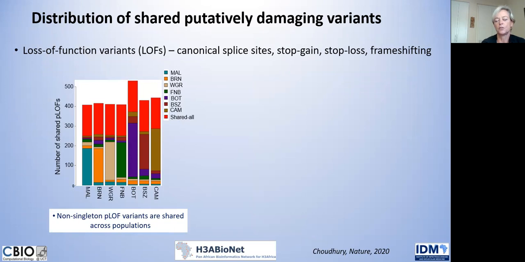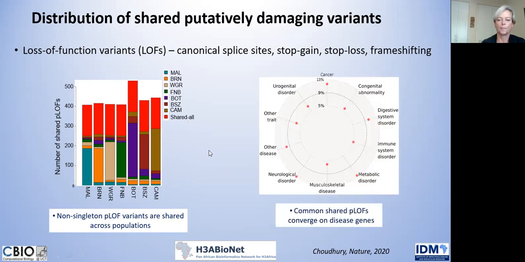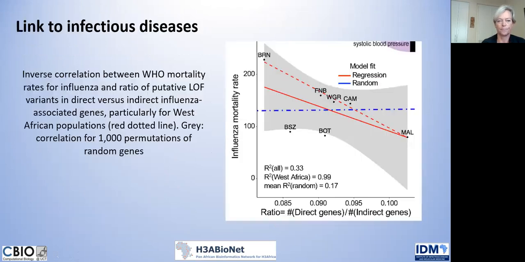So it looked at loss of functions. And so these include canonical splice site, stop gain, stop loss, etc. And they found that non-singleton potential loss of function variants are shared across populations. So the red here shows those that are shared across all populations, whereas the other colors are a bit more population specific. They also found that these converged on disease genes. There were a number of disease genes identified with these potential loss of function variants. Interestingly, some of these were linked to infectious diseases.